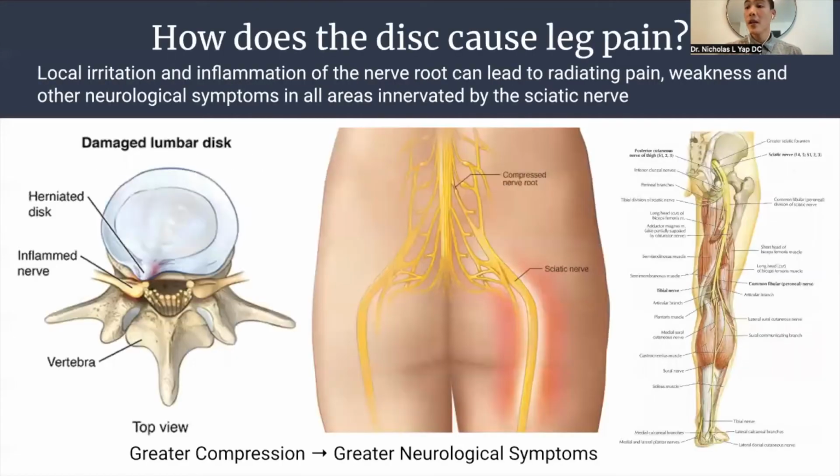So, next slide, we're going to talk about how exactly the disc causes leg pain. It's been currently theorized and studied that local irritation and inflammation of the nerve root, either at the levels of L4, L5, or S1, can create an inflammatory response in the area, leading to radiating pain, weakness, and potentially other neurological symptoms in all of the areas that are supplied by the sciatic nerve. So essentially from your lower back into the buttock and all the way down the entire leg.